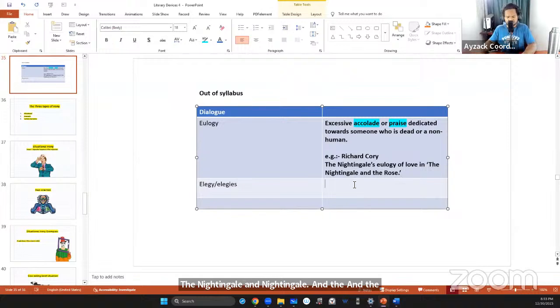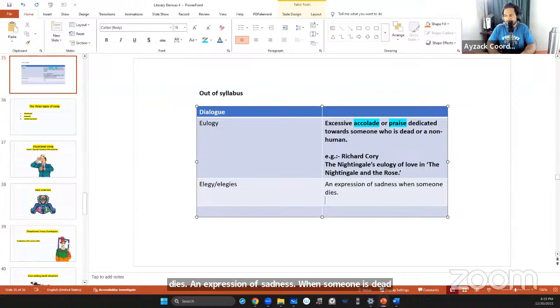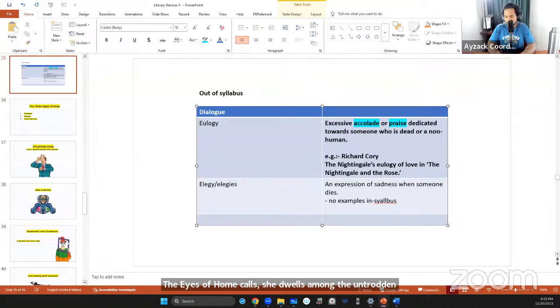And then we have elegies. It is an expression of sadness when someone dies. For example, we don't have examples in our syllabus. There are no examples in the syllabus. There is a poem called She Dwells Among the Untrodden Ways by William Wordsworth. That is a good example for an elegy.